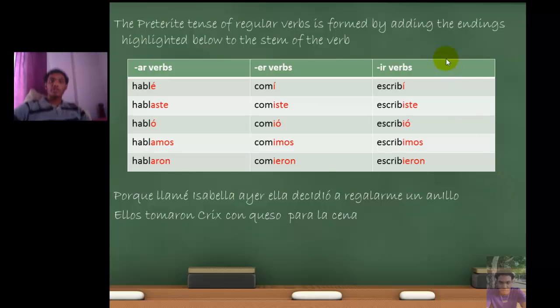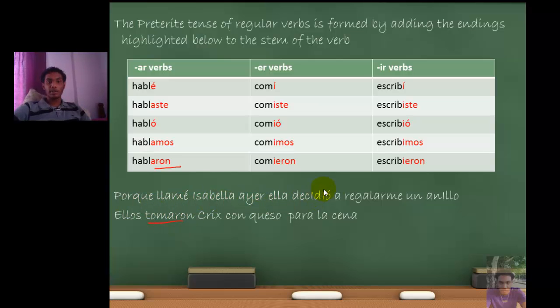We're on to the preterite tense. Now, the preterite tense of regular verbs is formed as follows. So you can just take a note of these. I've used it in an example here: Ellos tomaron crepes con queso para la cena. They had crepes with cheese for dinner. Tomaron, note well, aron, you add that to the stem.